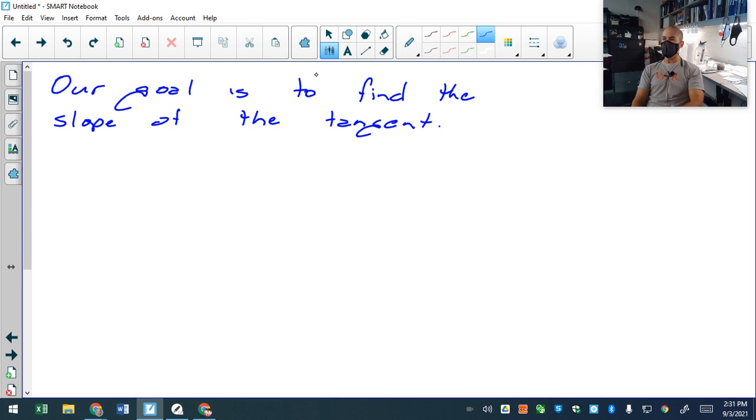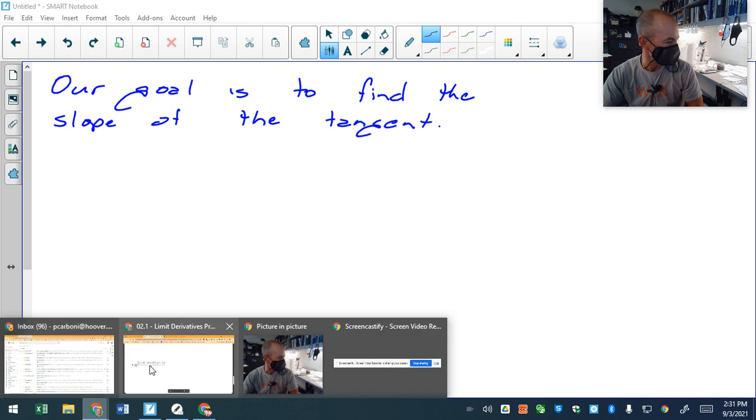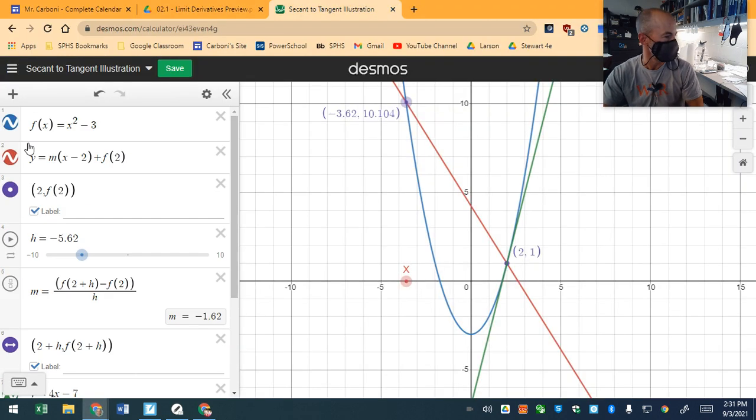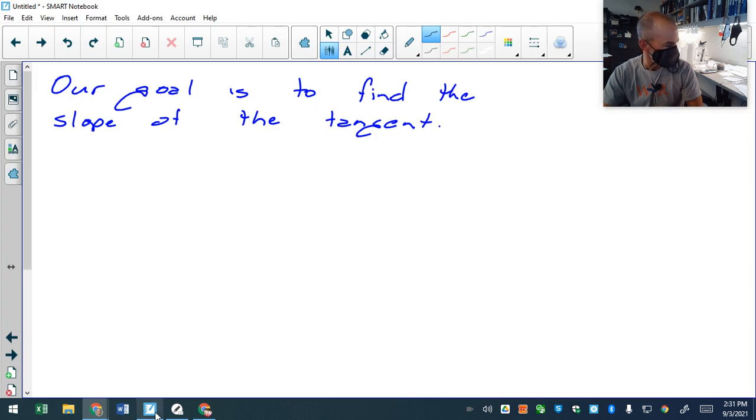And so to find the slope of the tangent, we're actually going to start with the secant. And the best way to do this would be to do a real example rather than weird math definitions. So I'm going to make sure I have the right equation. What was the equation I wanted to do? X squared minus 3 at the point 2, 1. Okay, so we're going to find the slope of the tangent.